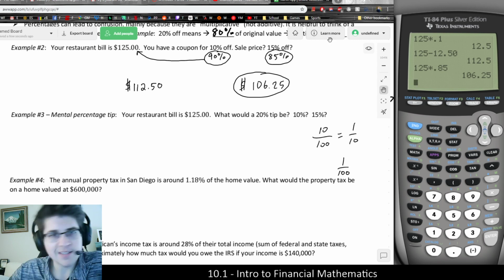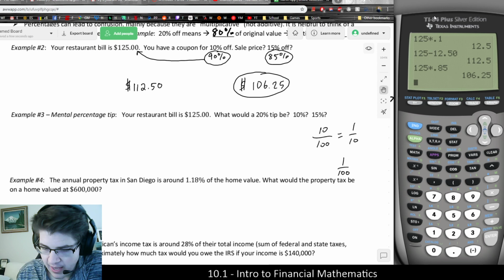But my point here is that when I divide by 10 or take 10%, that's the same as taking the number and moving the decimal place once. And 10% is a very useful reference point to know.